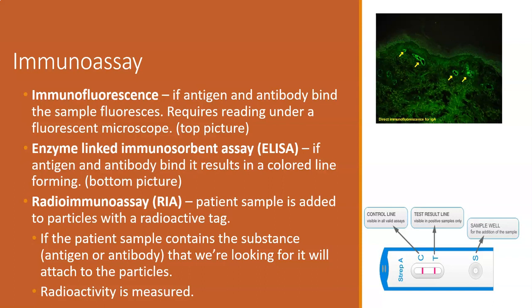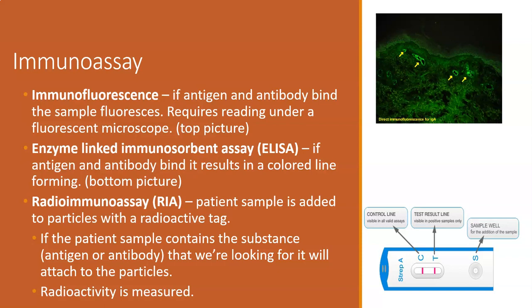The first is immunofluorescent. If an antigen and antibody bind, the sample fluoresces. So what we're going to do is tag the known with a fluorescent probe, and the unknown will bind. And then we wash the slide. If this binding occurs, it sticks, and we look at that under a fluorescent microscope. And as you can see in the picture illustrated on the top, we can see a fluorescent reaction occurring. If there is no fluorescence, then it's negative.